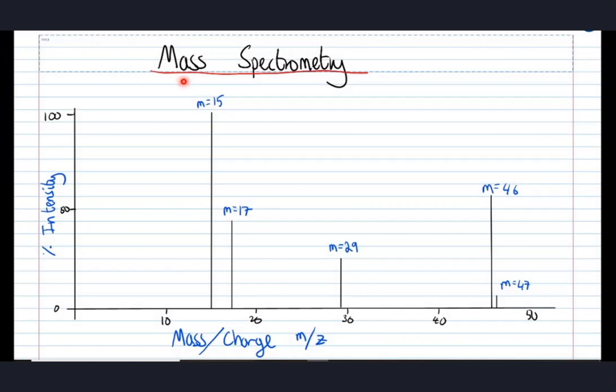Hello everyone, today we're going to be talking about mass spectrometry, which is an analytical technique we use in organic chemistry. Now, mass spectrometry is where we take a gaseous sample and we bombard this sample with a stream of high-speed electrons, which acts to knock an electron out of the outer shell of the molecule. This forms a positive ion.